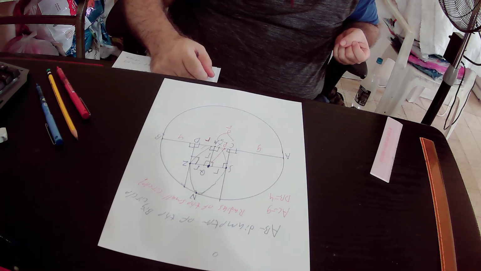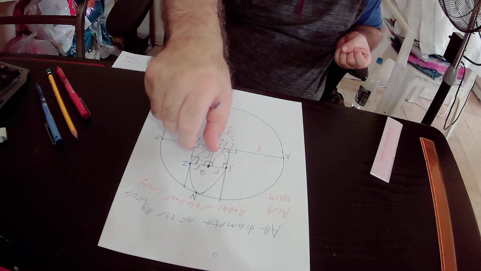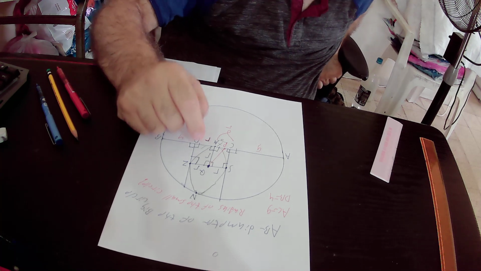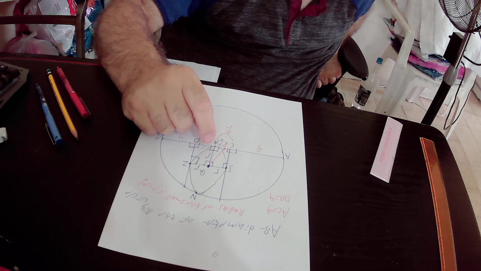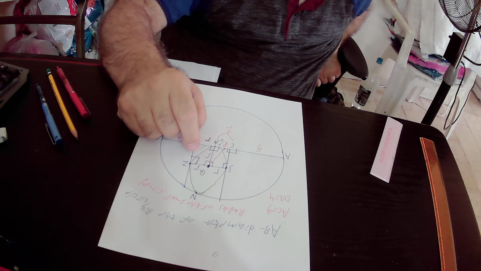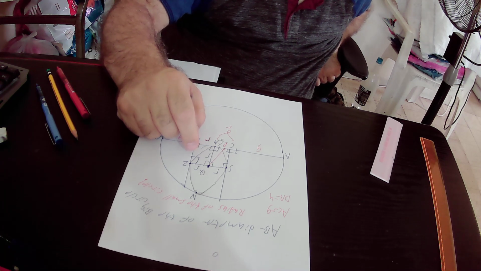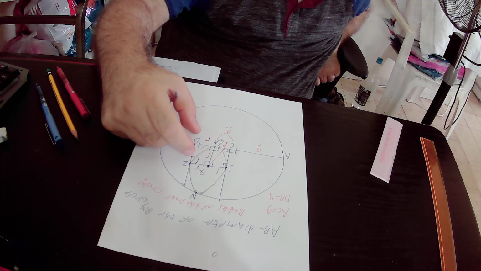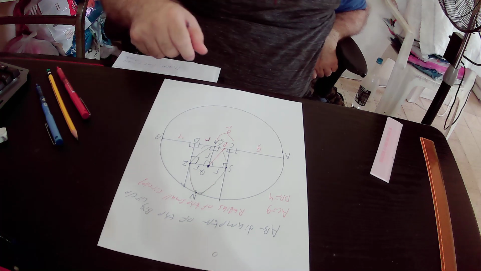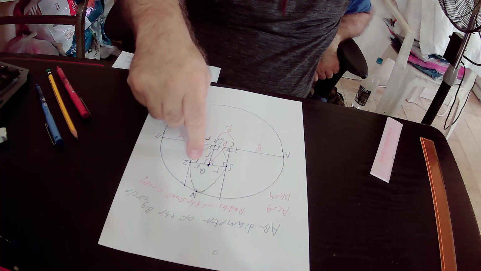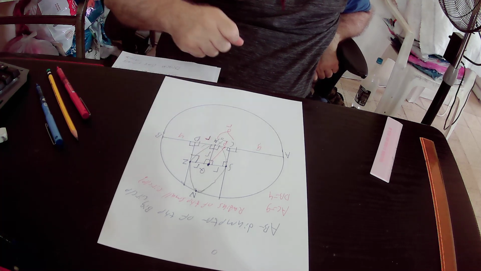Then we drew the third radius, which starts from point Q and ends at point Z. Point Z is the point where this line segment is tangent to the circle. Therefore, the radius is perpendicular to its tangent. Therefore, this angle is a right angle. It equals 90 degrees.